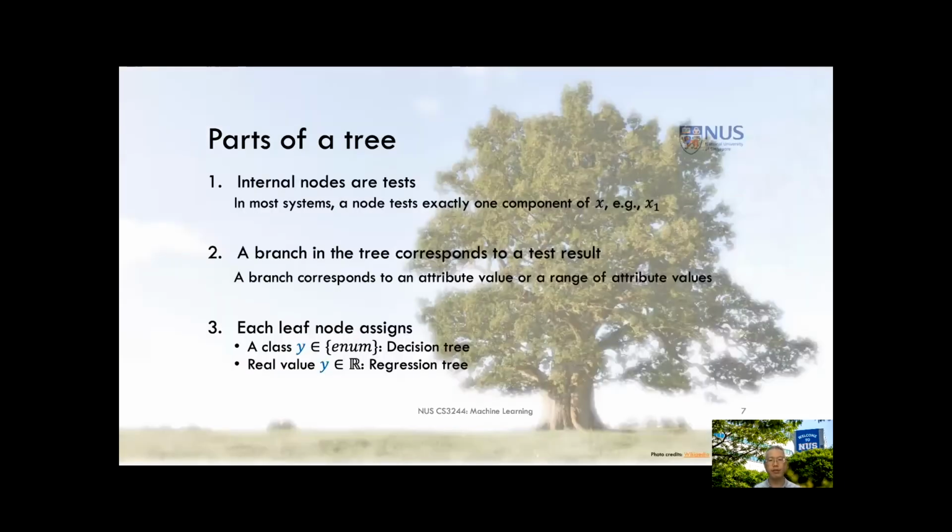When we think about the parts of a tree, you guys love trees. You're computer scientists or are studying computer science, so you already know we have internal nodes. They're going to be decision nodes, they're going to be tests. In decision trees, for the most part, a node tests exactly one component. You pick a particular feature of X, say X1, and ask what value it has. If it is higher than a certain number, go this way; if lower, go that way.